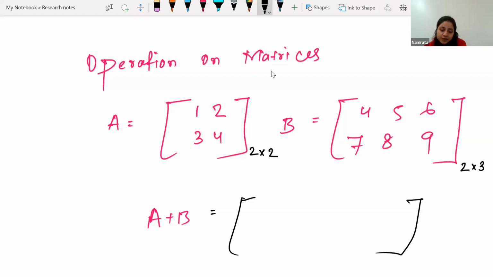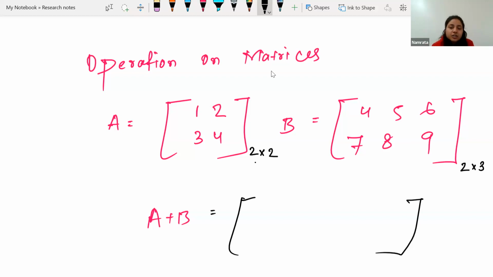No, ma'am. Like we can't add them, right? Yeah, we can't add them. So for adding the matrices, what should be the condition? Both the matrices must be of the same order. Yeah, same order must be there.